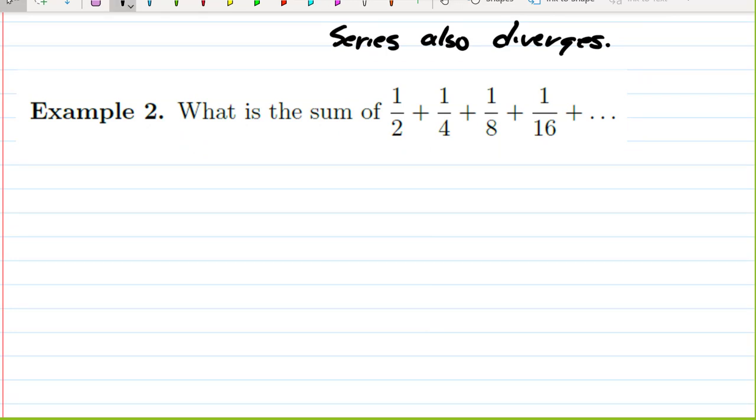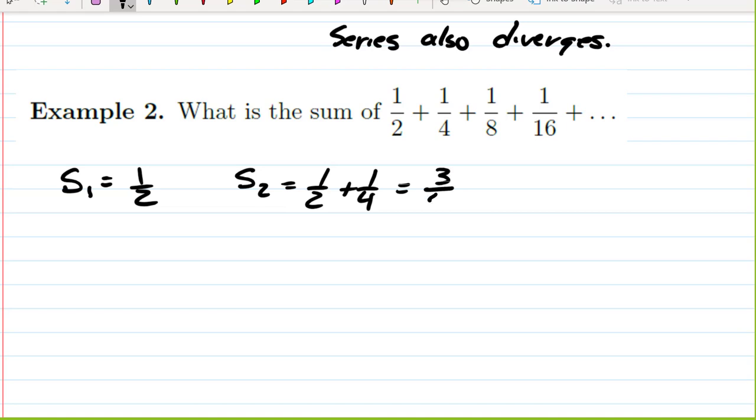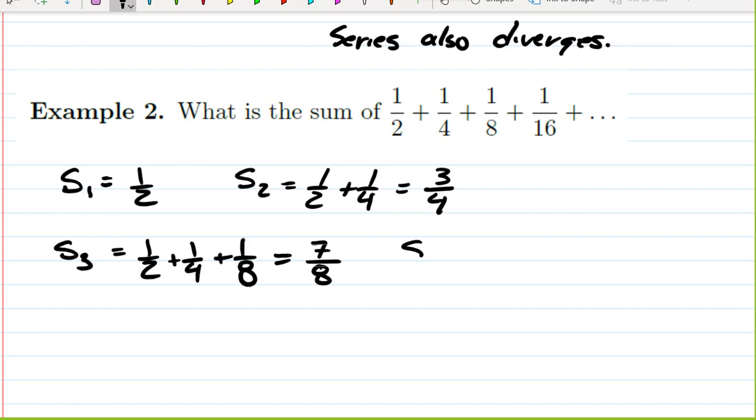Well, if we do the same thing, we make our sequence of partial sums. S sub 1 is going to be 1/2. And then S sub 2 is going to be 1/2 plus 1/4. So 1/2 is 2/4. 2/4 plus 1/4 is 3/4. S sub 3 is 1/2 plus 1/4 plus 1/8, and we know 1/2 plus 1/4 is 3/4. 3/4 plus 1/8, well, 3/4 is 6/8 plus 1/8 is 7/8.